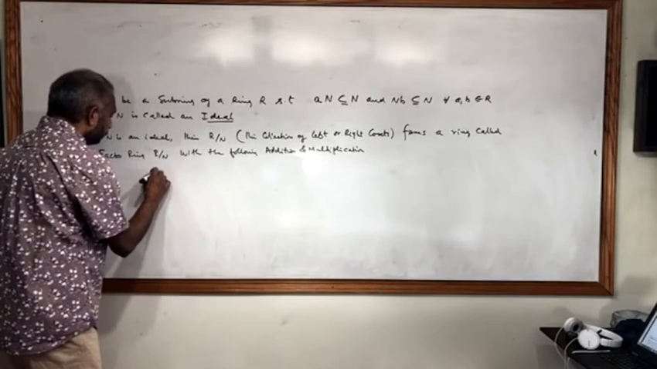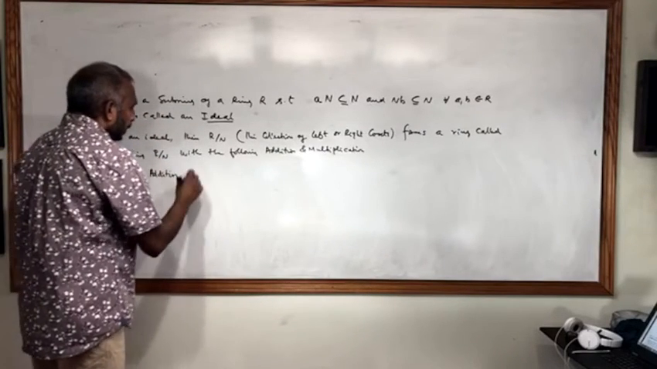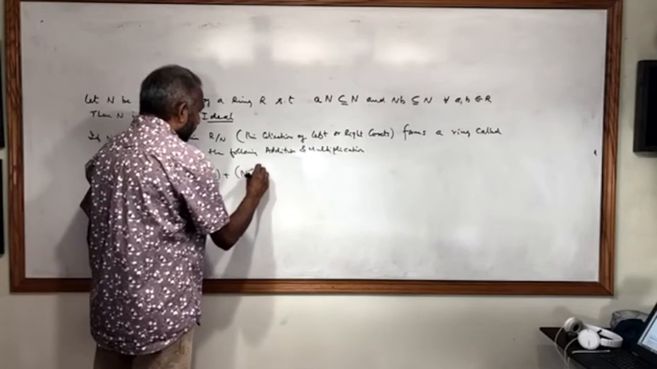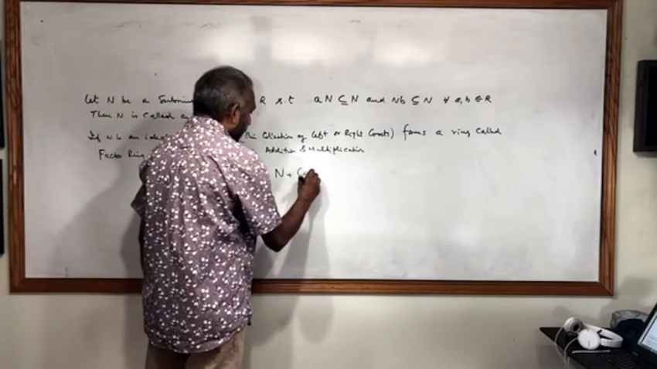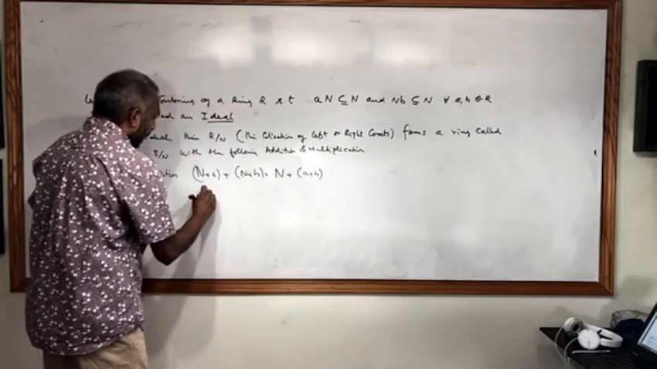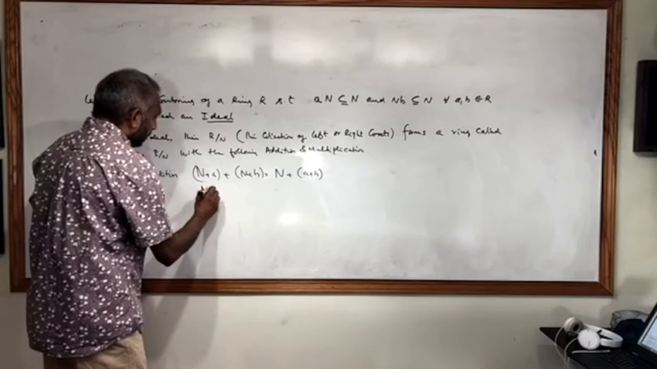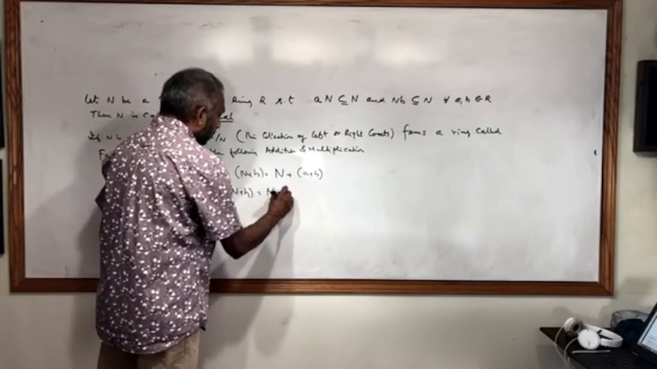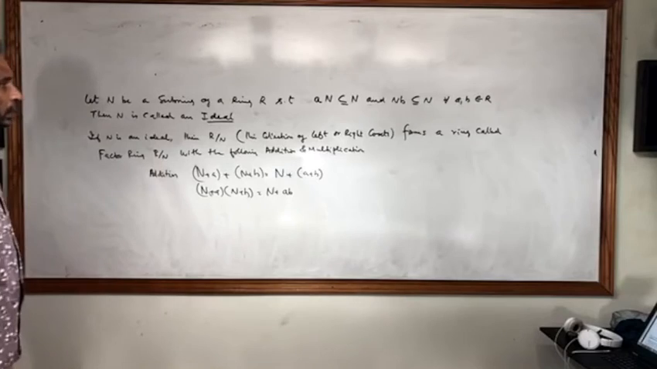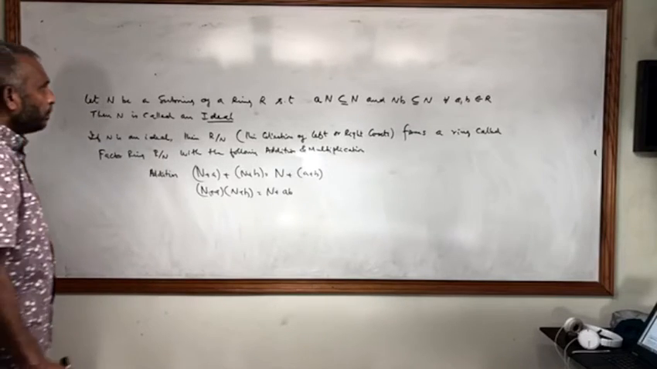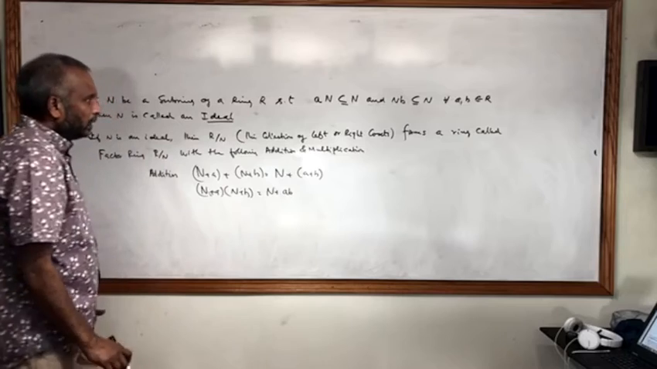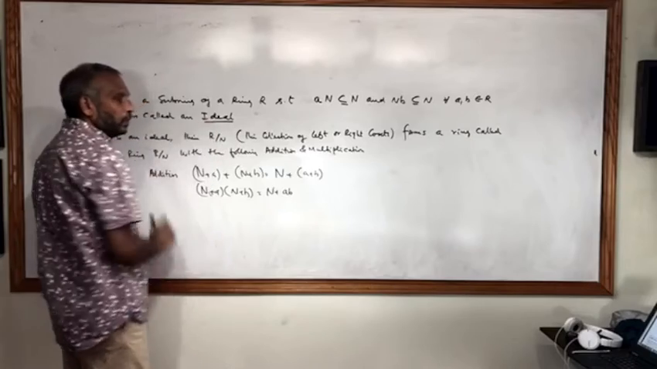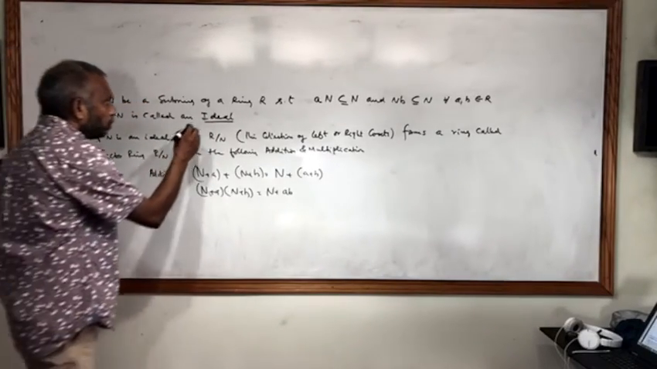Addition is (N plus a) plus (N plus b) is equal to N plus a plus b. Multiplication is (N plus a) times (N plus b) is equal to N plus ab. So that is the reason we come up with a special kind of subring. This is actually similar to the normal subgroup of a group.